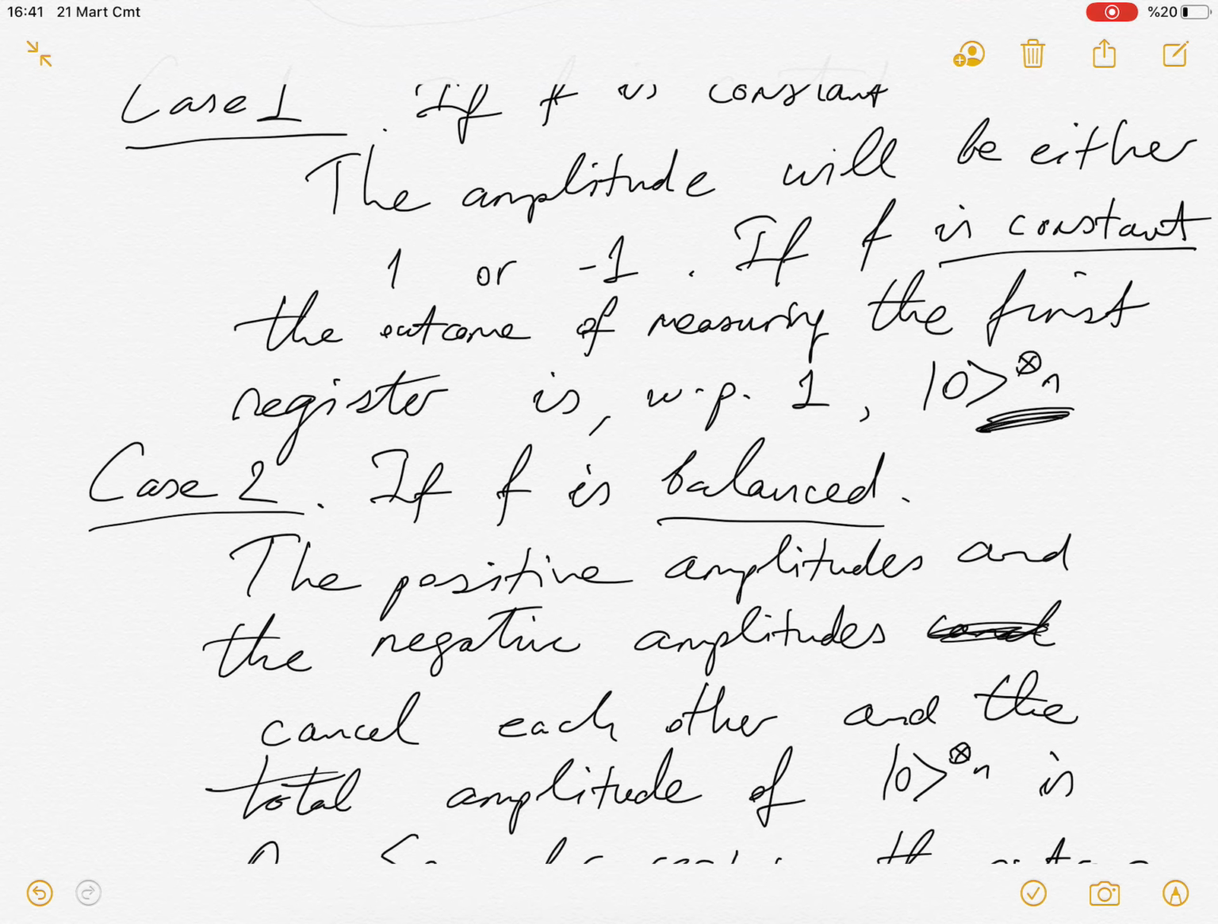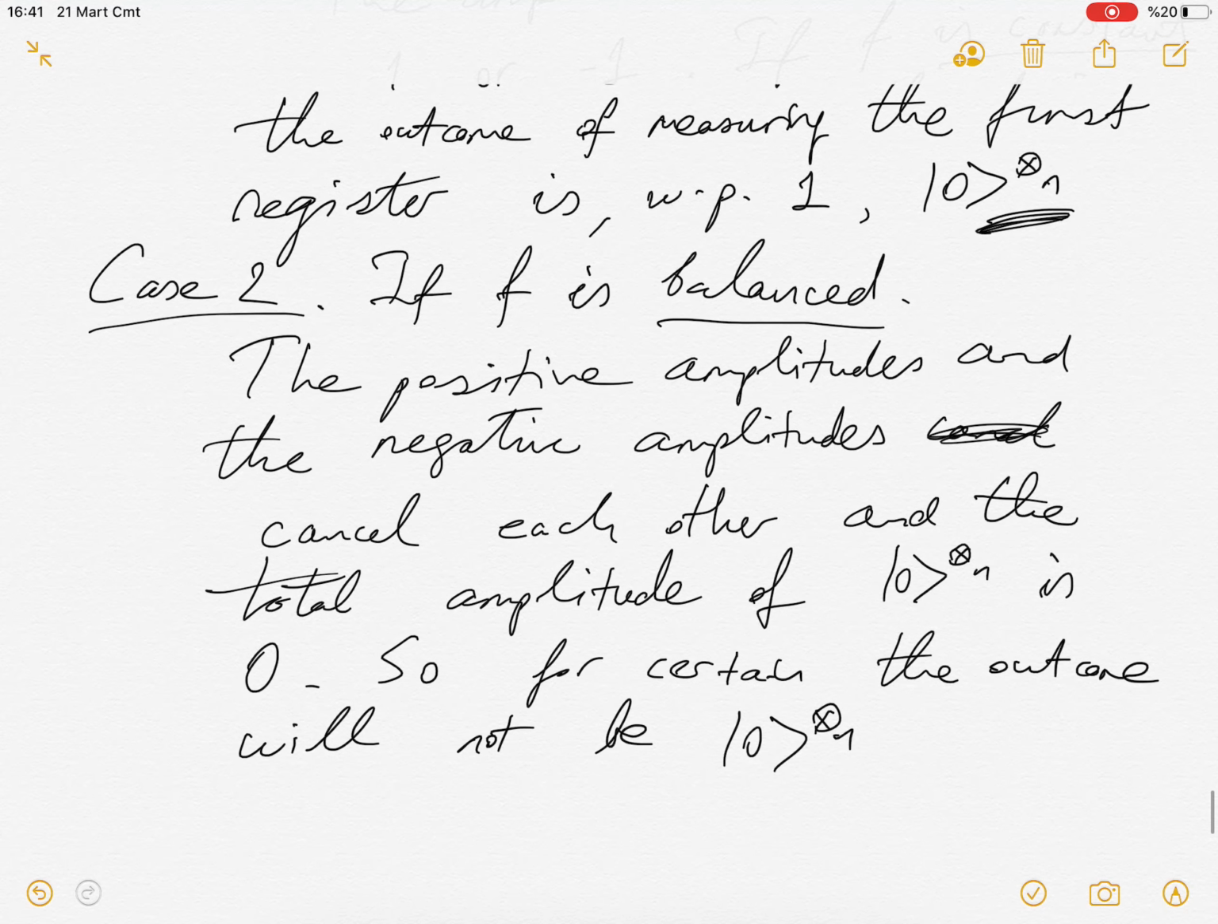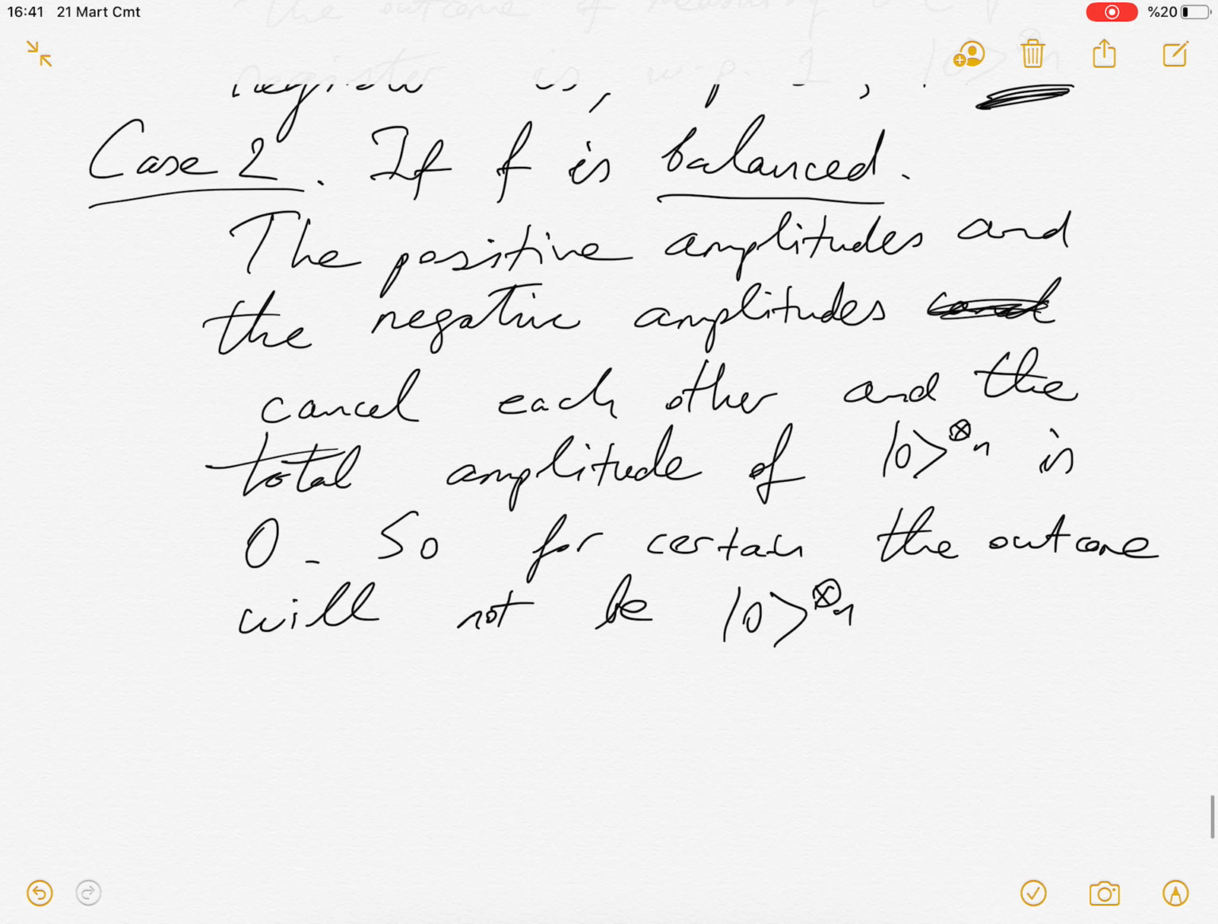So this is how we have this dichotomy and how we can determine if a function is balanced or constant by using just a single query. And you can see the power of the quantum algorithm over the classical one. Whereas in the classical algorithm, we need exponentially many queries, in the order of big O of 2 to the n, in the quantum algorithm we have an exponential speed up. So we just use a single query.